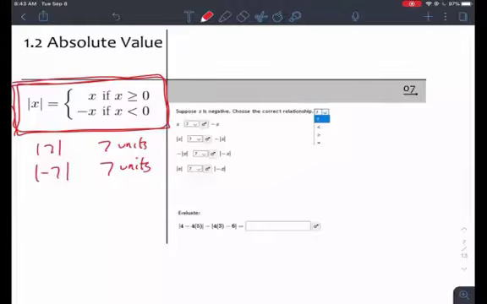And so that's what this definition means, and really what you're doing is, if the value that's inside the absolute value is a non-negative value, you just remove it. If it's a negative value, then you change its sign or take its opposite. Just when you're working through these, be really careful with where the absolute value symbols are.